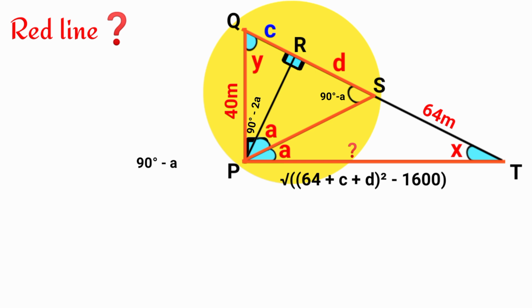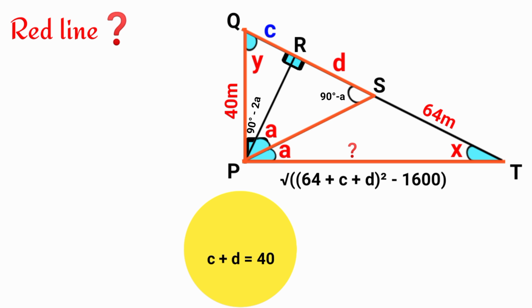The sides facing the congruent angles we know are equal in length. That is this side and this. So since this is 40 meters, this must be 40 meters as well. But the length is divided into this C and this D. So 40 equal to C plus D. That is C plus D equal to 40. Come here, replace this C plus D with 40.